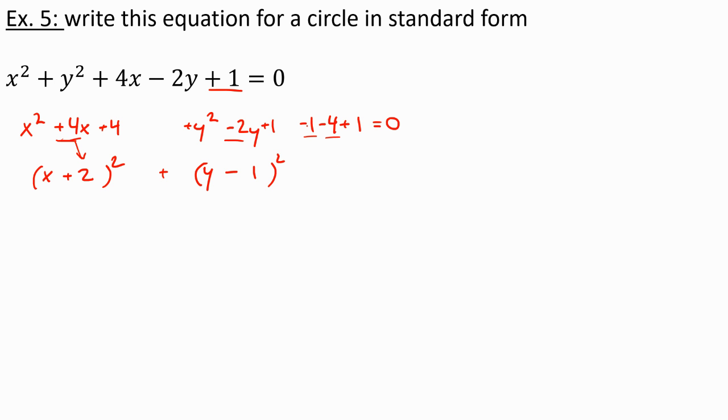Okay, now we've got to simplify these 3 on the right and then move it over to the opposite side of the equal sign. So negative 1 and plus 1, we can just cancel those guys. So we're left with negative 4 again. We add 4 to both sides, and we're done. We have x plus 2 squared plus y minus 1 squared equals 4, or let's go ahead and say 2 squared for the radius squared.